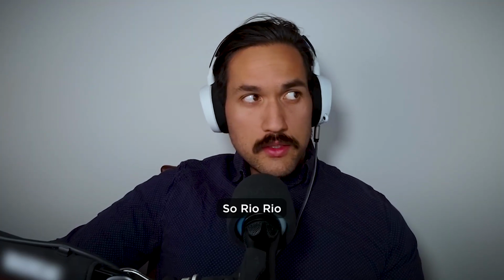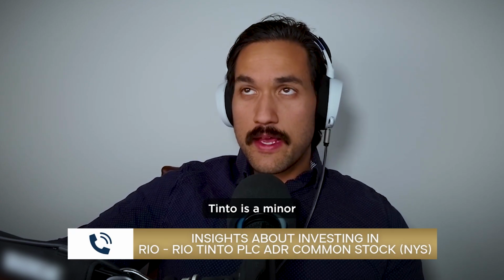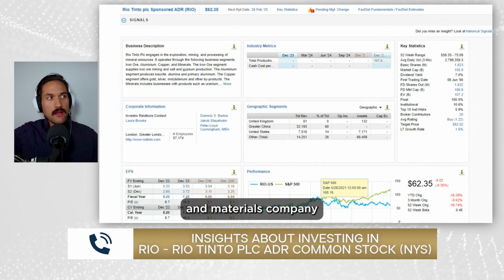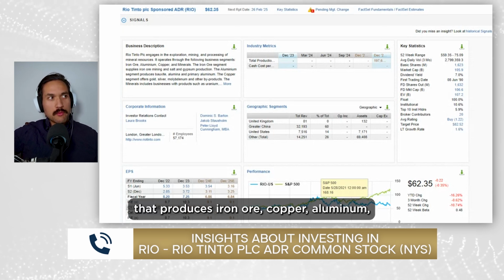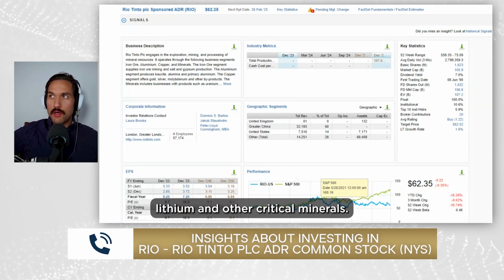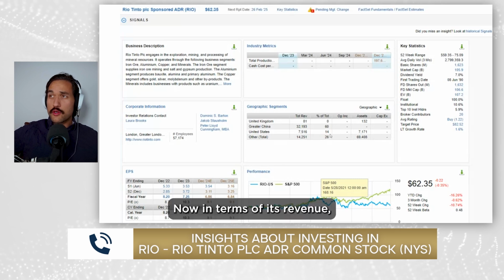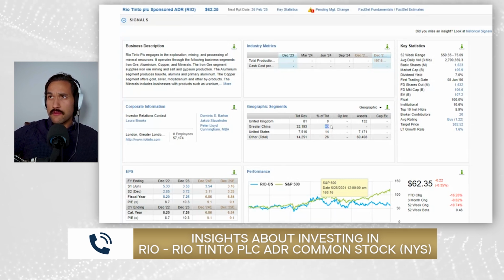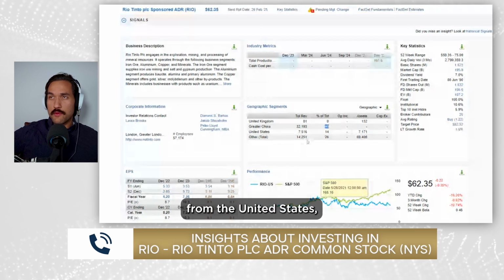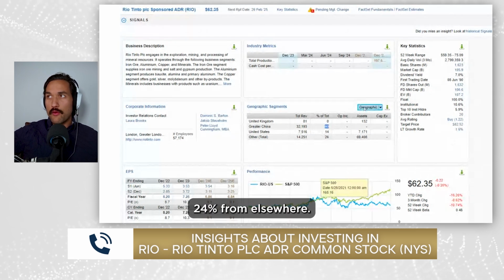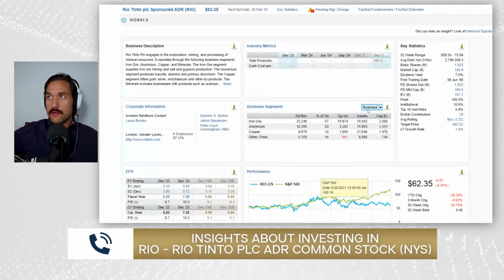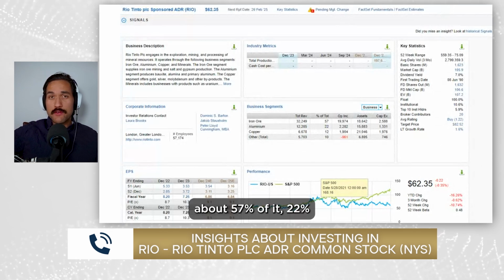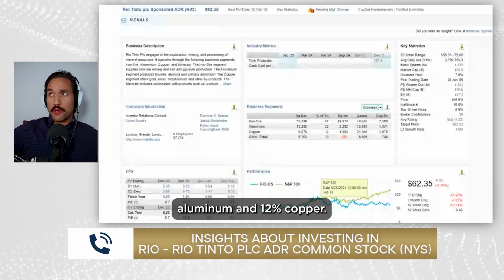So Rio Tinto is a miner that we get questions about a lot. It's a global mining and materials company that produces iron ore, copper, aluminum, lithium, and other critical minerals. Now, in terms of its revenue, its geographic segments, 60% comes from China, 14% from the United States, 24% from elsewhere. Iron ore makes up most of its business, about 57% of it, 22% aluminum, and 12% copper.